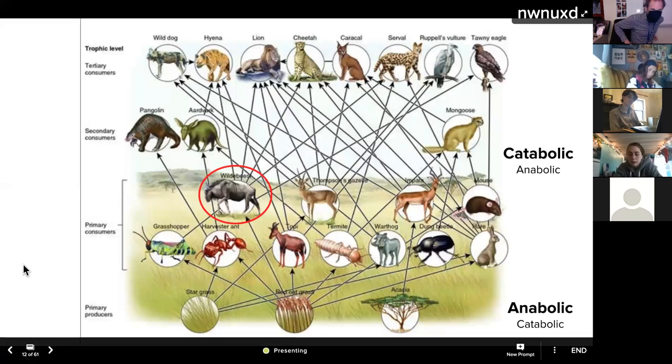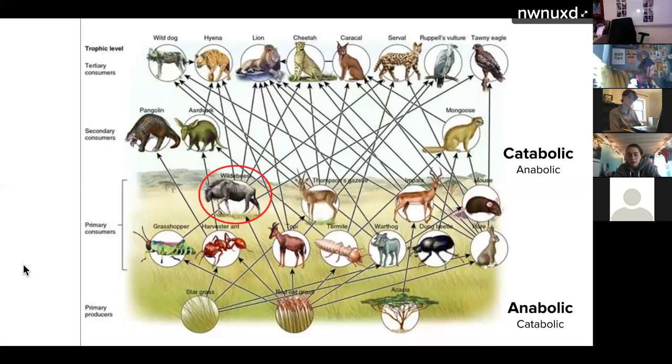So thinking about that diagram again, it's important to note that every living thing performs metabolism. It doesn't matter if you're a single-celled bacterium or a multicellular wildebeest. But if we start at the level of the producers, our plants, our autotrophs, our photosynthesizers, they're predominantly performing anabolic processes. They're predominantly performing photosynthesis. They're building sugars from carbon dioxide and water in the presence of light.